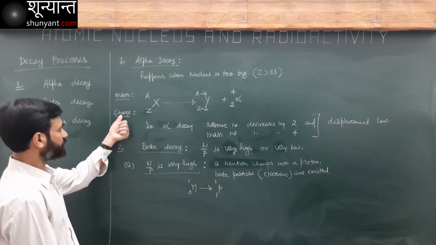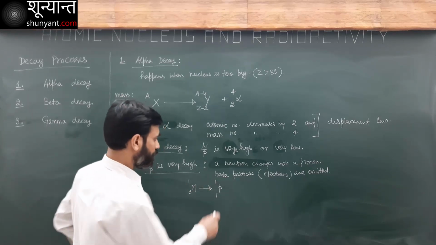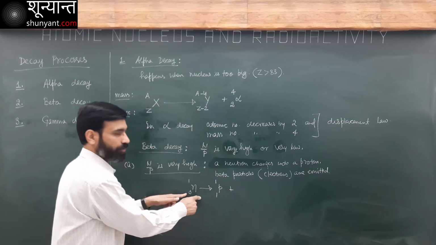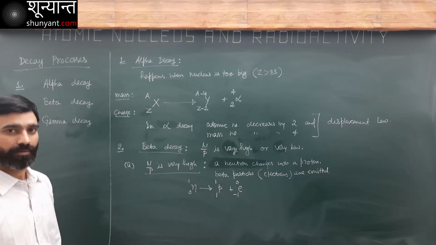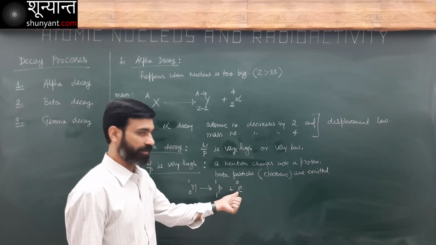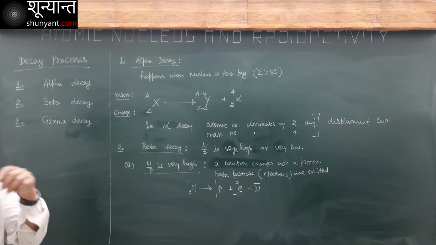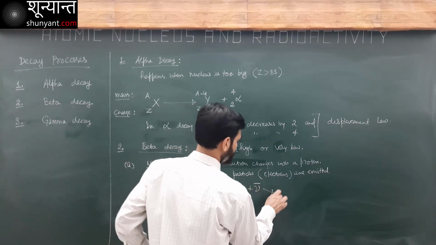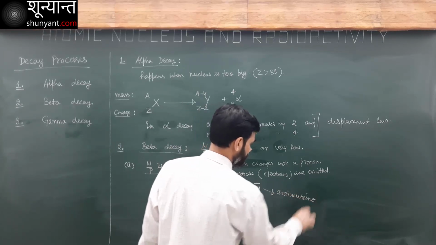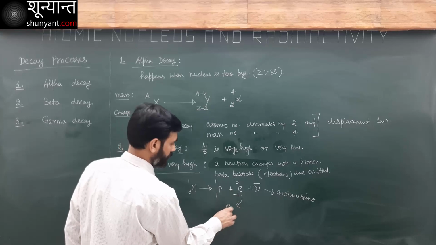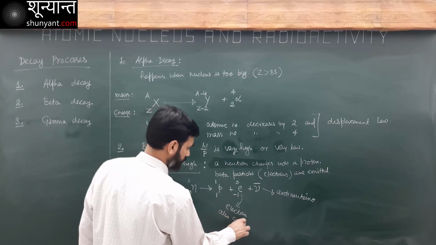This represents charge. This represents mass. Mass of neutron, mass of proton, approximately the same. Plus, I have to balance the charge also. So this becomes an electron with -1 and 0 here. This is one electron. Plus another particle is emitted, which is known as an antineutrino. This is the electron, also called a beta particle.